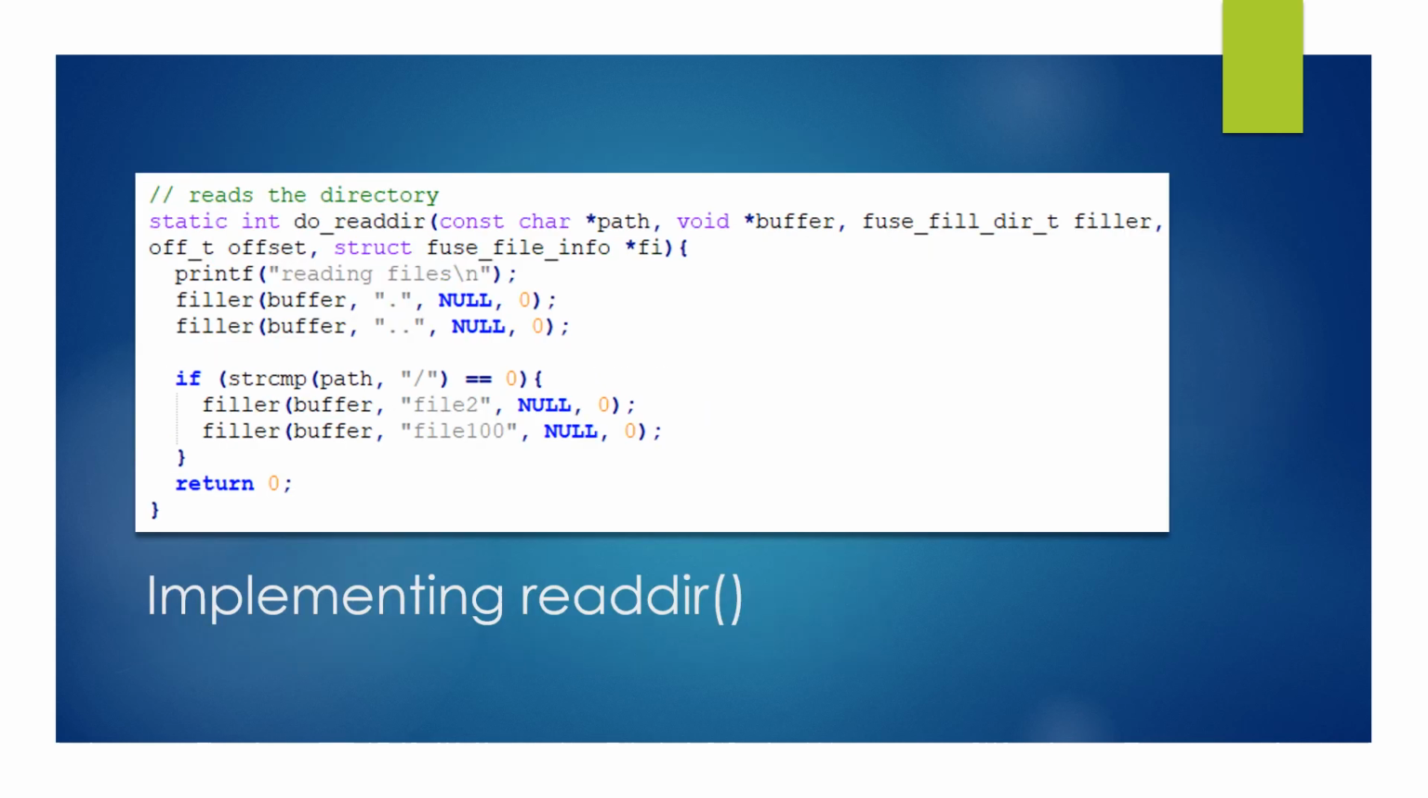This code implements the read directory function. Every directory has at least two entries, as I mentioned earlier with the one dot and the two dots. Say this directory has two files in it, file2 and file100, it should read in those two files and return 0 on success.